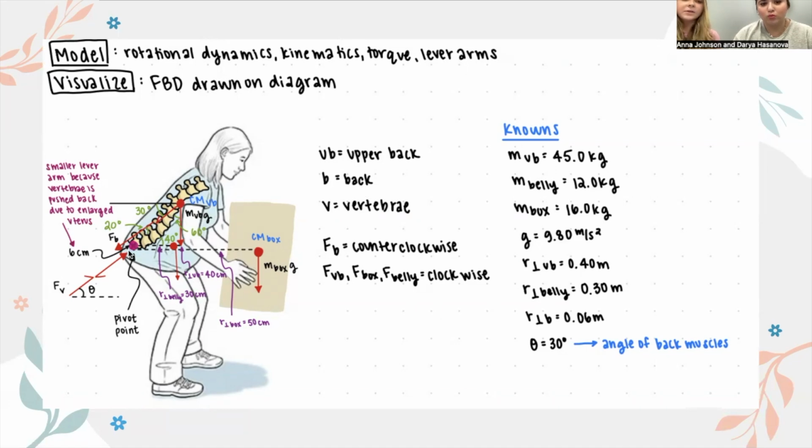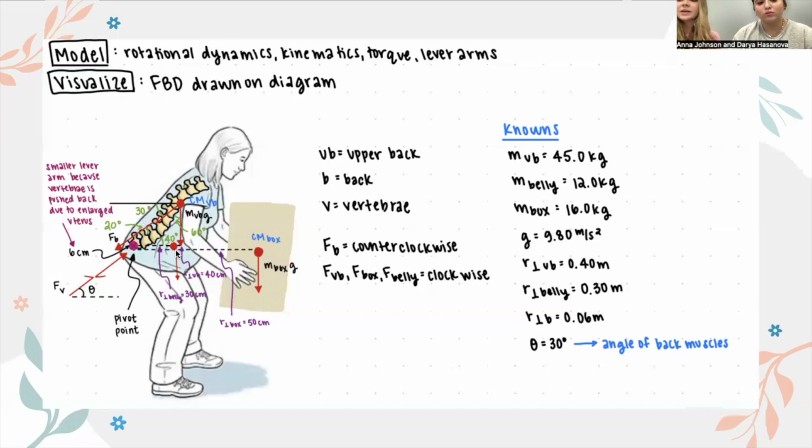So we can see here we have our force of the back muscles and the force of the vertebrae. The force of the back muscles is counteracting the other forces. So here we indicated that all of these three forces will be in the clockwise direction, and then the back muscles will be in the counterclockwise direction. This 30 degrees indicated right here is the angle between the back muscles and the spine. The 60 degrees indicated here is the angle between the spine and the horizontal direction, and it indicates how far the upper body is bent forward during the lift.